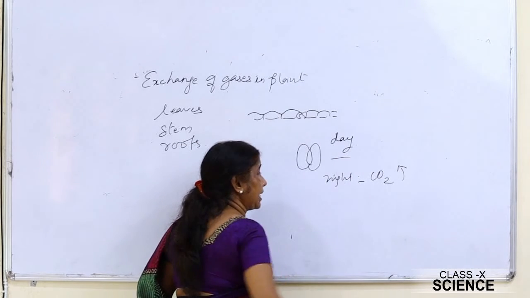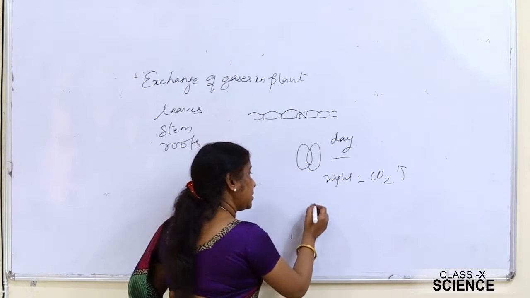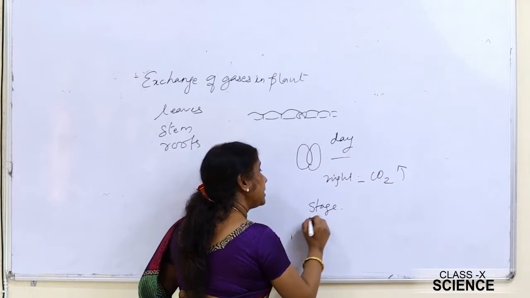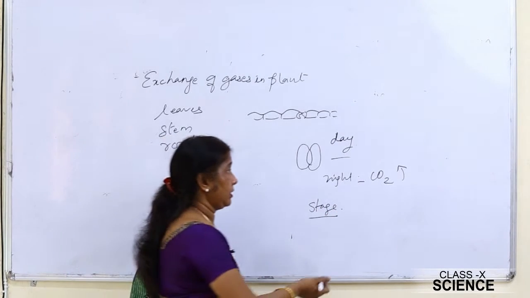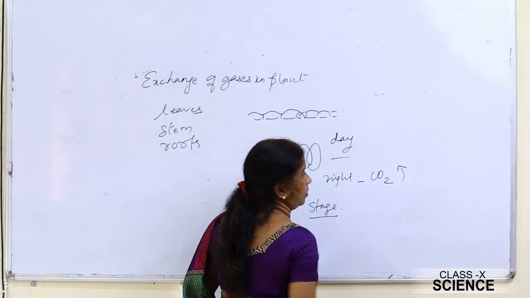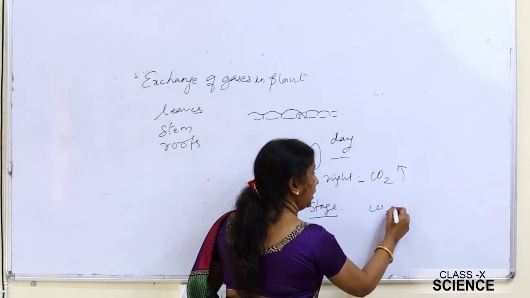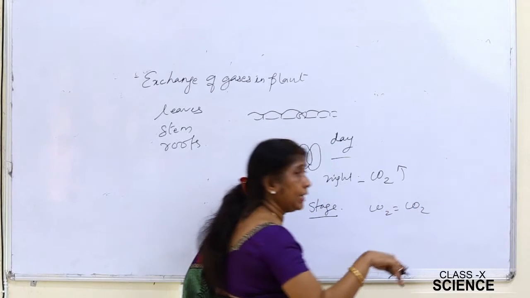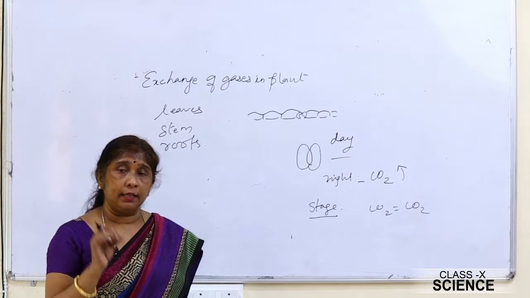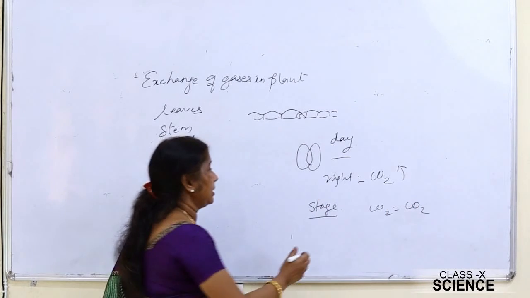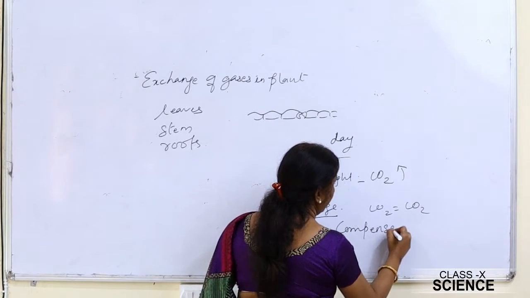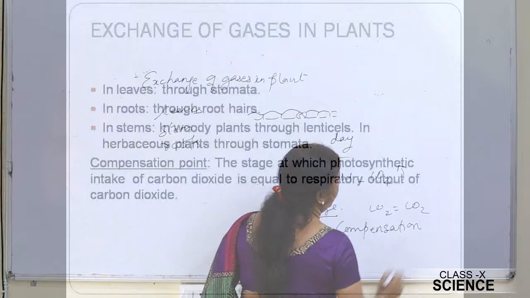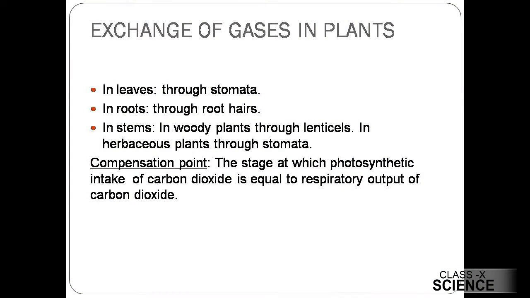During this exchange of gases, there is a stage in which the respiratory output of carbon dioxide is equal to the photosynthetic intake of carbon dioxide, and that particular stage is called the compensation point.